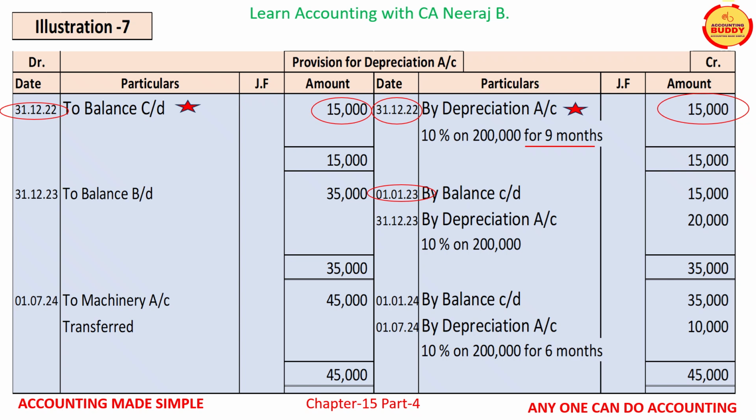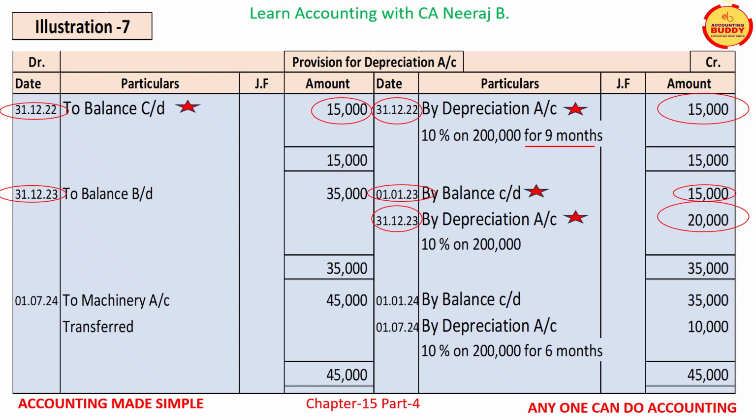On 1st of January 2023, the closing balance as on 31st December 2022 becomes the opening balance and will be written on the credit side of the account by writing the words "By balance carried down" for $15,000. On 31st December 2023, depreciation for the financial year for $20,000 is posted on the credit side of the account by writing the words "By depreciation account". Depreciation of $20,000 at the rate of 10% on the cost of the machinery is provided for the full year.